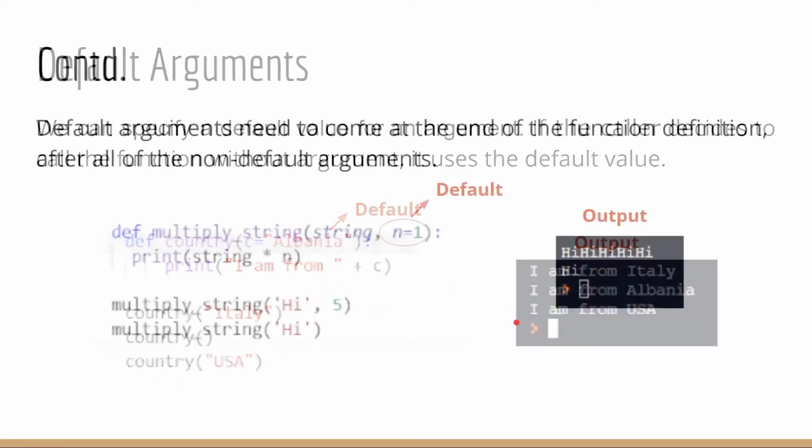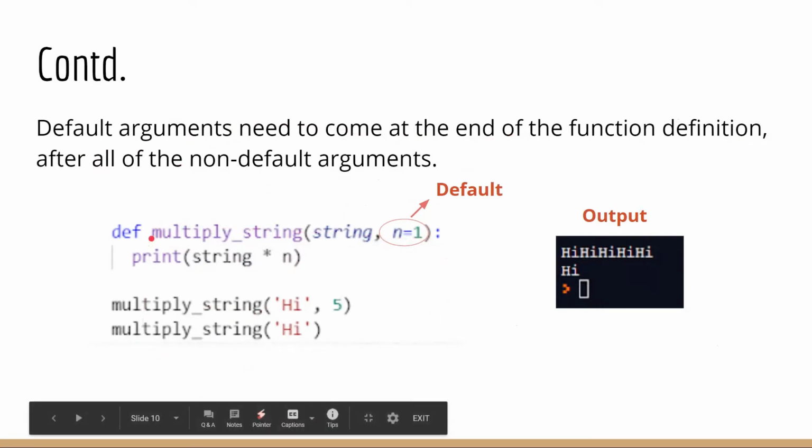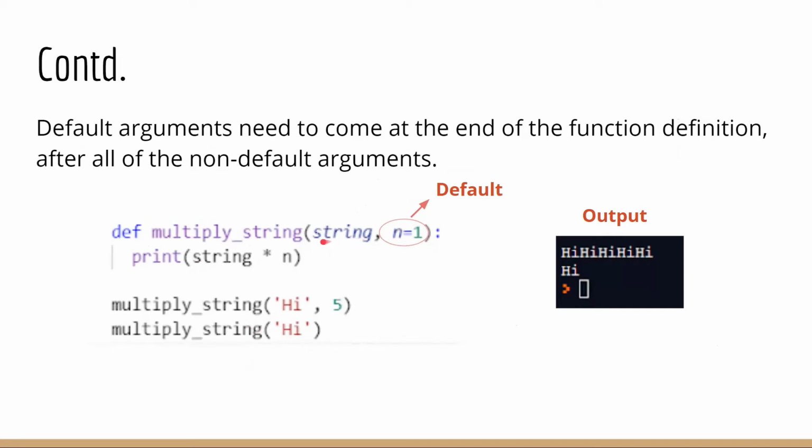Okay. Now, something else to know about default arguments is that default arguments need to always come at the end of the function definition, after all non-default arguments. Okay, here we have another example in which we multiply a string by a value, and the string is a required positional argument, so it is not a default argument, but n is the default argument, and its default value is 1.